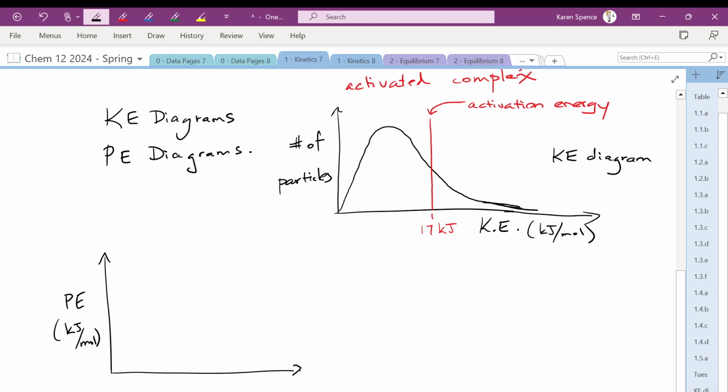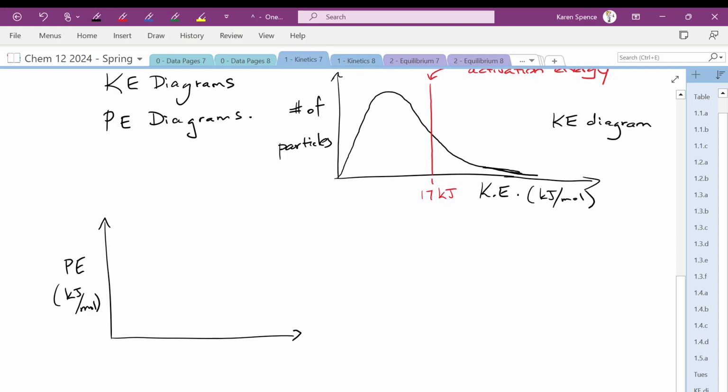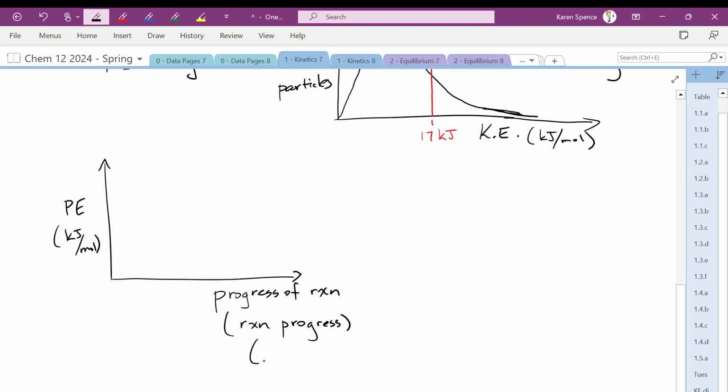And what goes along the x-axis in a potential energy diagram? That would be the reaction process or progress of reaction, anything like that. Progress of reaction, or you could say it's the reaction progress, or you could say reaction occurs. Any of those are fine. Basically, you're saying this is the change that happens as the reaction occurs, okay?